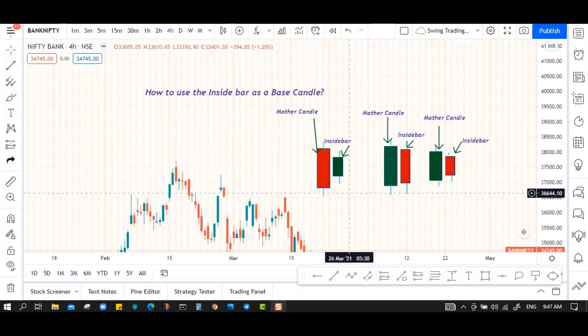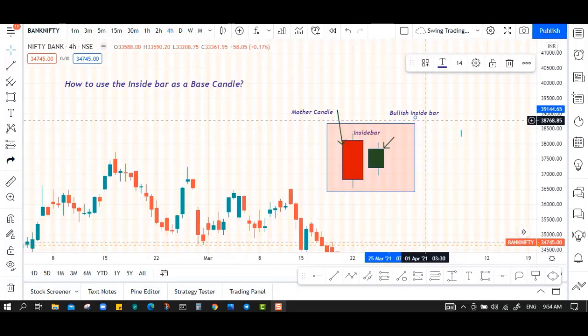What matters for us is how to use it as a base candle to draw the supply or demand zone, which happens at the beginning of a big move in the market. Let's first discuss this bullish inside bar. The bullish inside bar occurs either with the trend or at the bottom of a downtrend, and it is considered a bullish pattern.